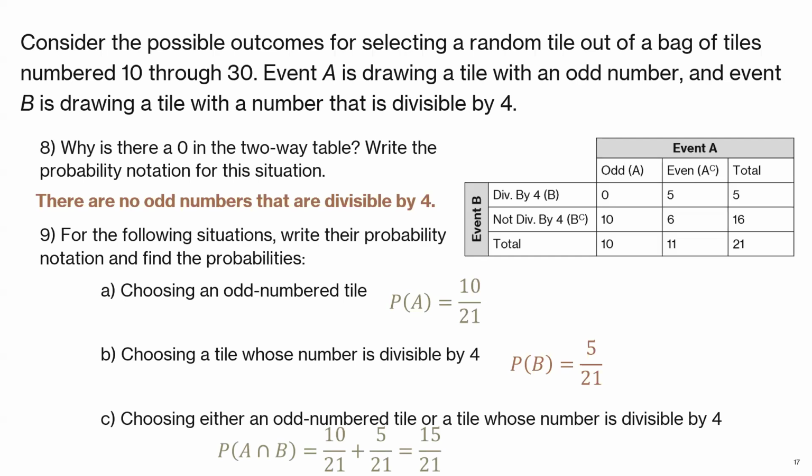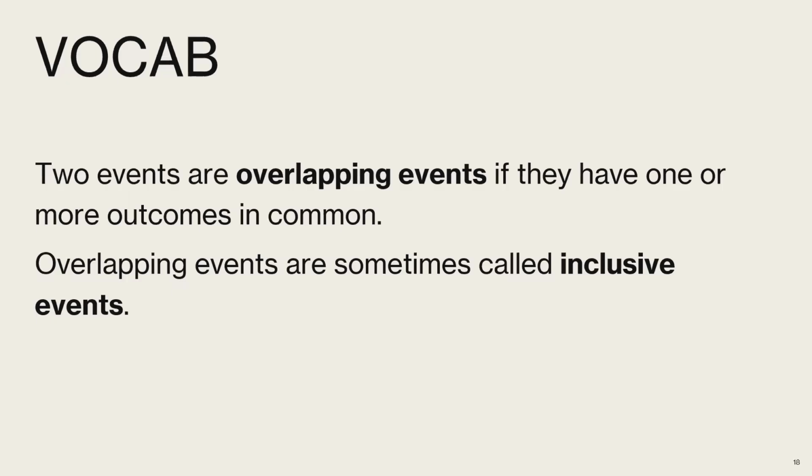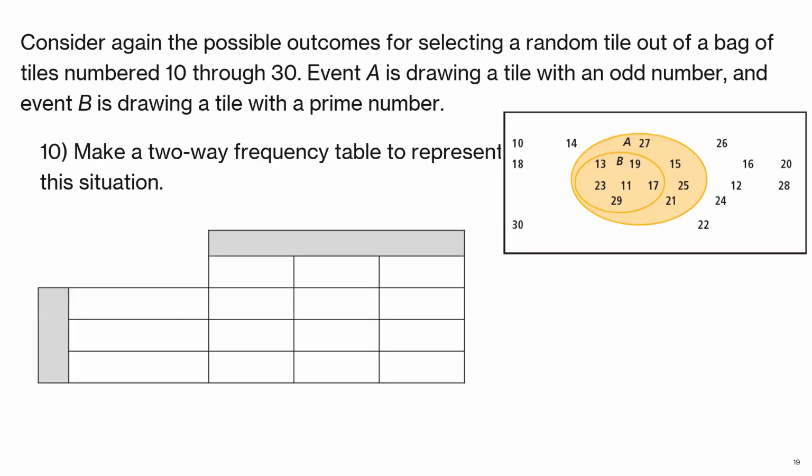Now, two events are considered overlapping events if they have one or more outcomes in common. These are also sometimes called inclusive events. So you have mutually exclusive and then you have inclusive. So here we have B fully inside of event A. If you can see that in the diagram, all of B exists completely within event A.